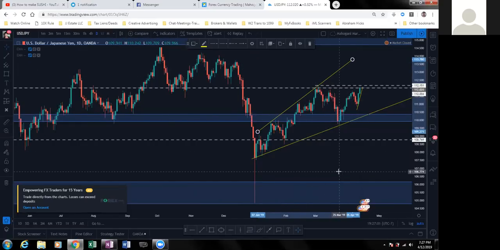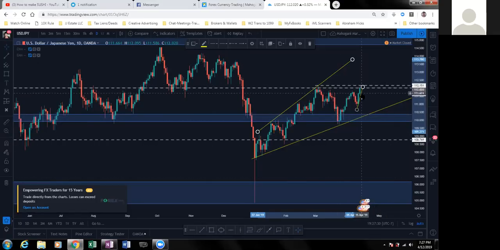And expanding? Expanding channel? Okay, yes, you guys are all right. This is an ascending channel. This is an ascending channel, but it's also a flag because look at here. Push down, impulse, correction. We're looking for sometime in the future for a continuation.